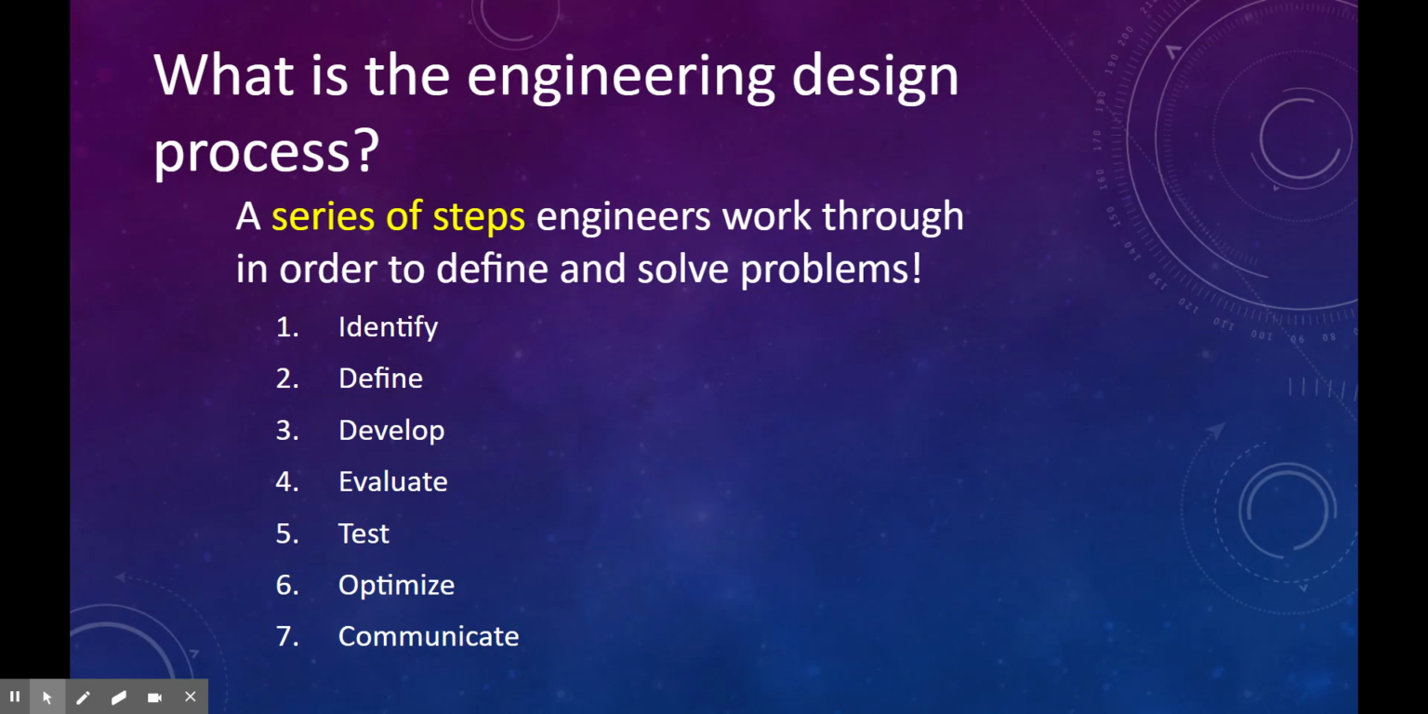So what is the engineering design process? It is a series of steps that engineers work through in order to define and solve problems. The first one is you have to identify a problem. This takes observation skills. So just like we learned before in observation, you need to look around you and identify the problem. Then number 2, you have to define it clearly. So tell each little part of the problem, give its constraints and everything like that. So things that will hold it back.